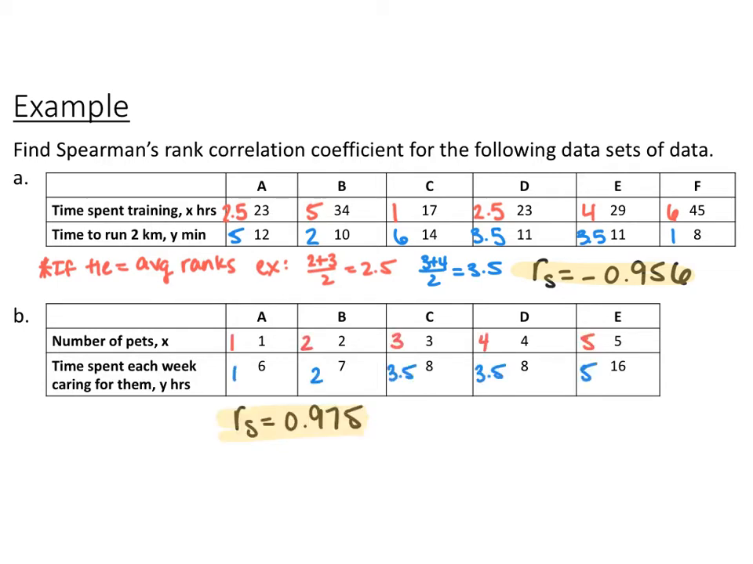So again, I ranked it from lowest to highest. It doesn't matter. You would end up with the same answer if you ranked from highest to lowest. I always just start with the smallest. So the number of pets is already ranked from smallest to biggest. That's why I went that way.